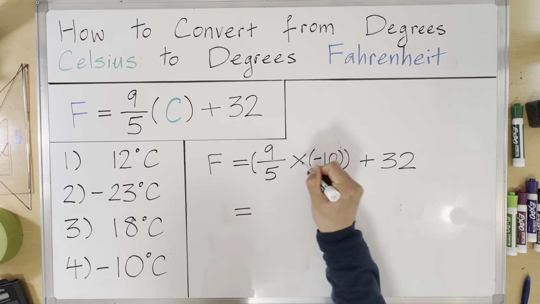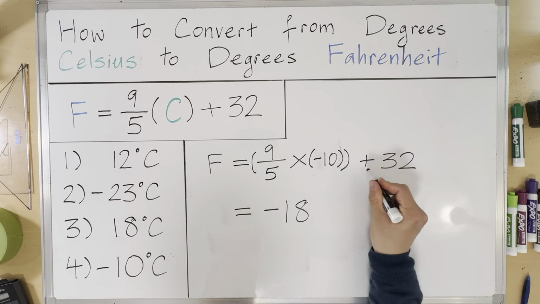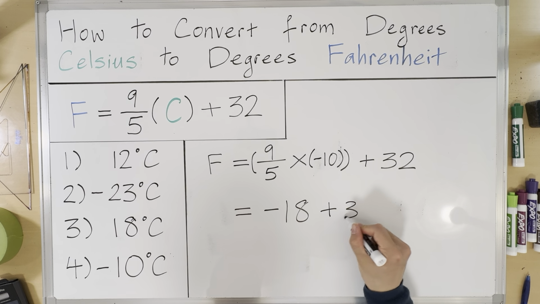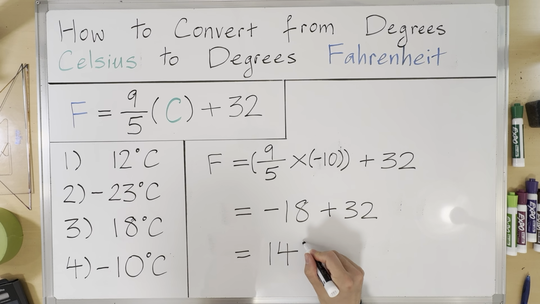Nine-fifths multiplied by negative 10 gives us negative 18. And we will add 32 to it. And this gives us positive 14 degrees Fahrenheit. And so therefore, negative 10 degrees Celsius is equal to positive 14 degrees Fahrenheit.